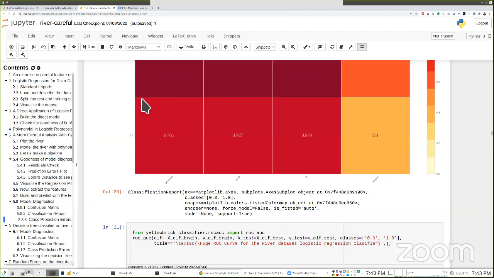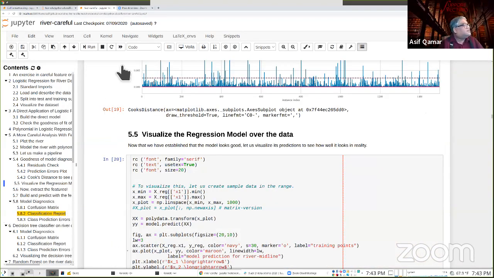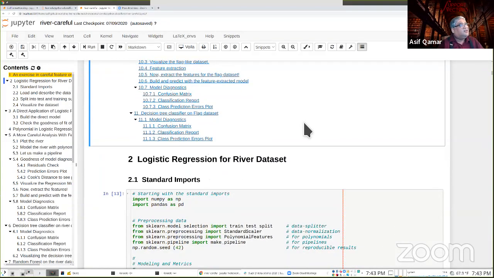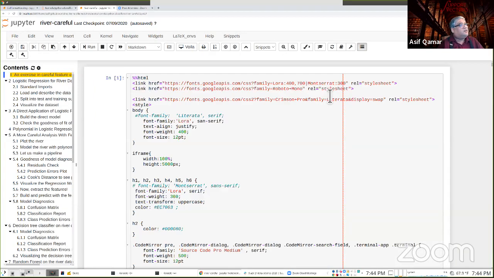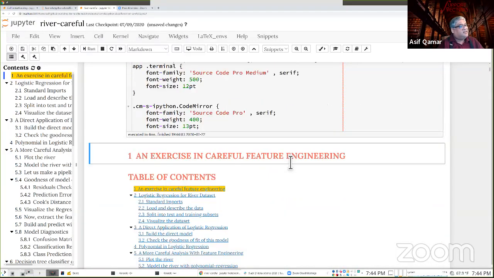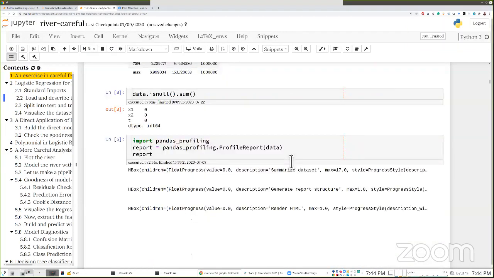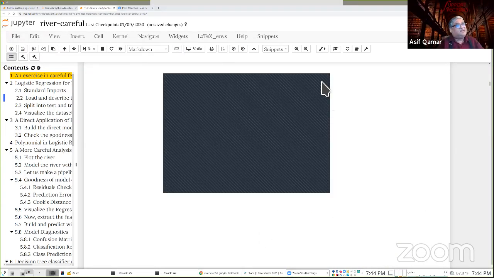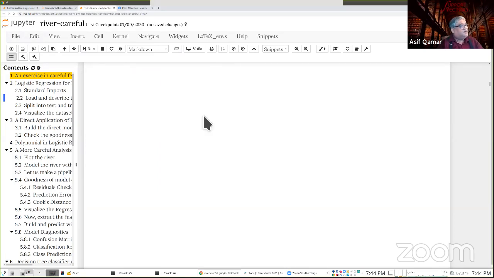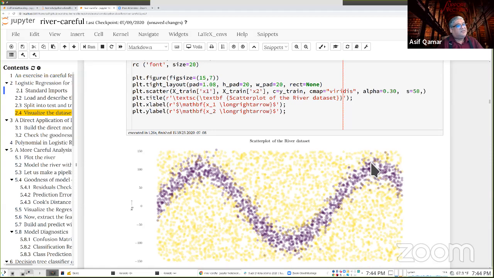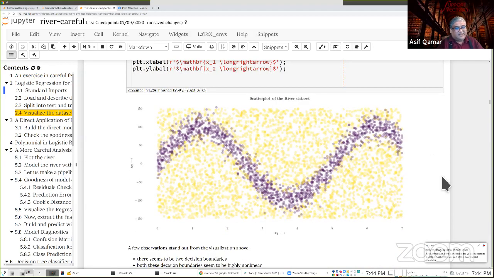Just to remind you, the river dataset was, what was it? Oh my goodness, I forgot to start the recording. The recording is in progress, isn't it? Okay, I don't have to restart. Now, visualize the dataset, yes. So if you look at this visualization, just as a reminder, this was our dataset.